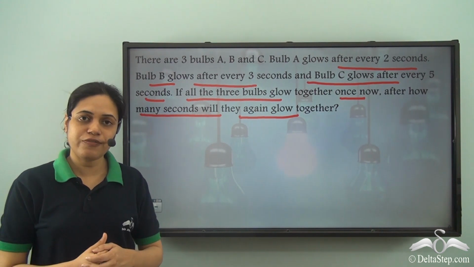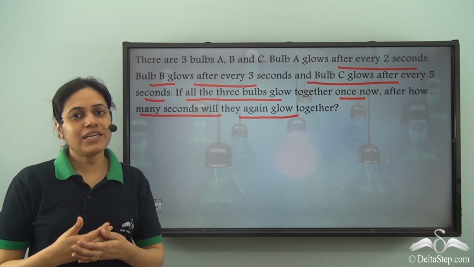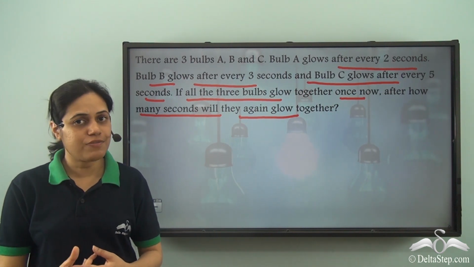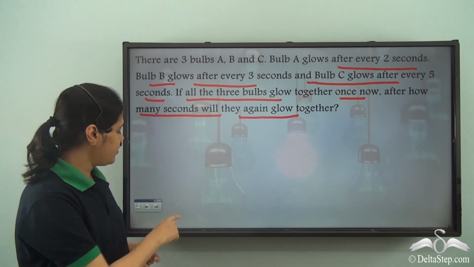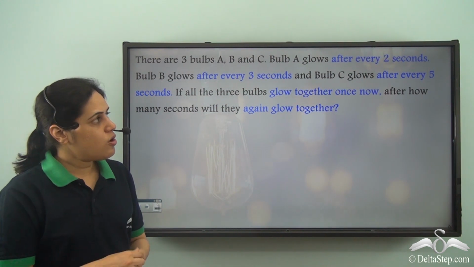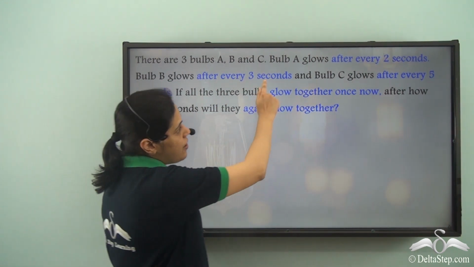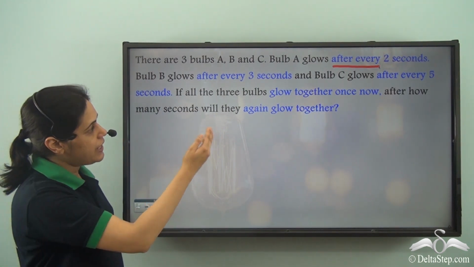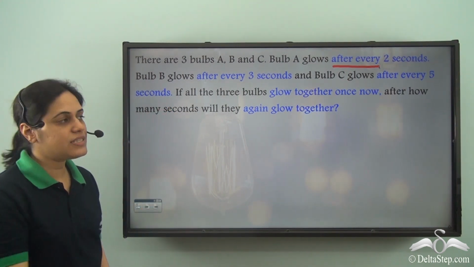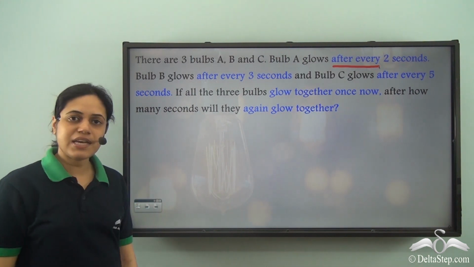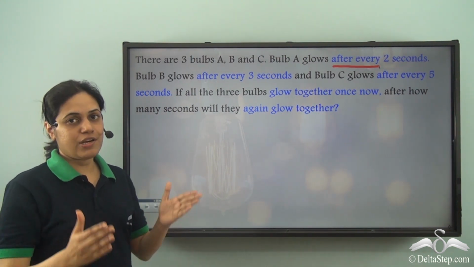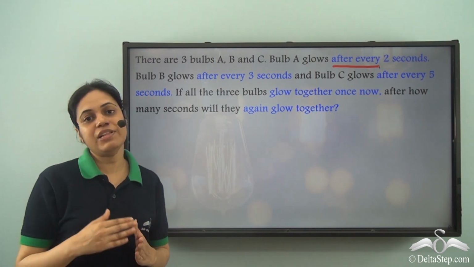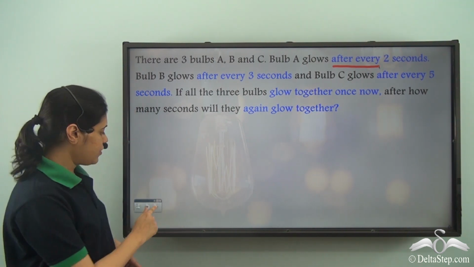So this is what we need to find. Now we know that in every word problem there are certain keywords, some important words which we need to look at. So over here we have bulb A glows after every 2 seconds, bulb B glows after every 3 seconds, C after every 5 seconds. They glow together once right now. So after how many seconds will they again glow together?